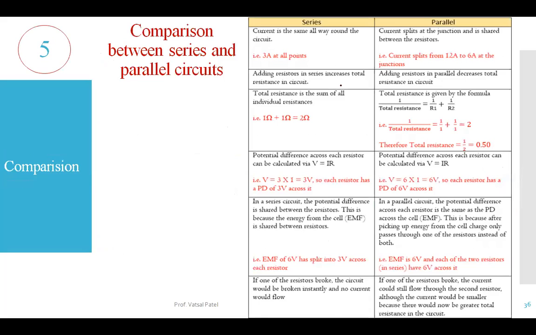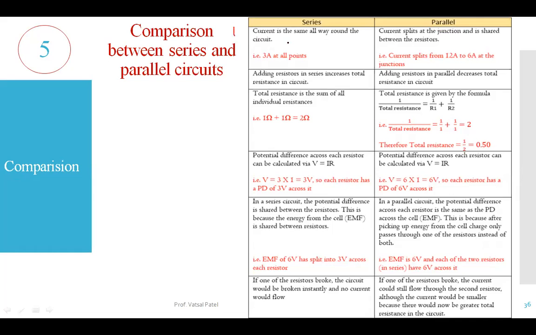Now, as per our discussion, whatever we had done, this is the comparison given over here for the series and parallel circuit. You can see there are a few points identified for the series and parallel circuit. On the left-hand side, you have all the series characteristics, and on the right-hand side, you have the parallel characteristics.